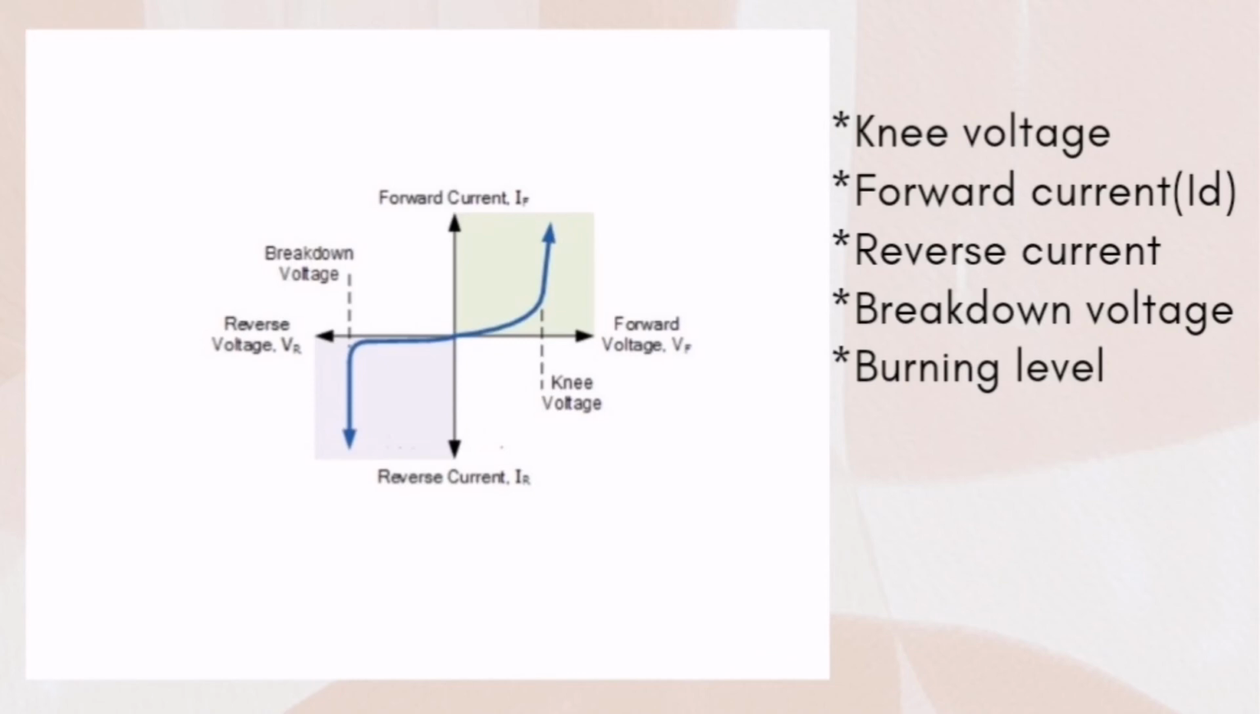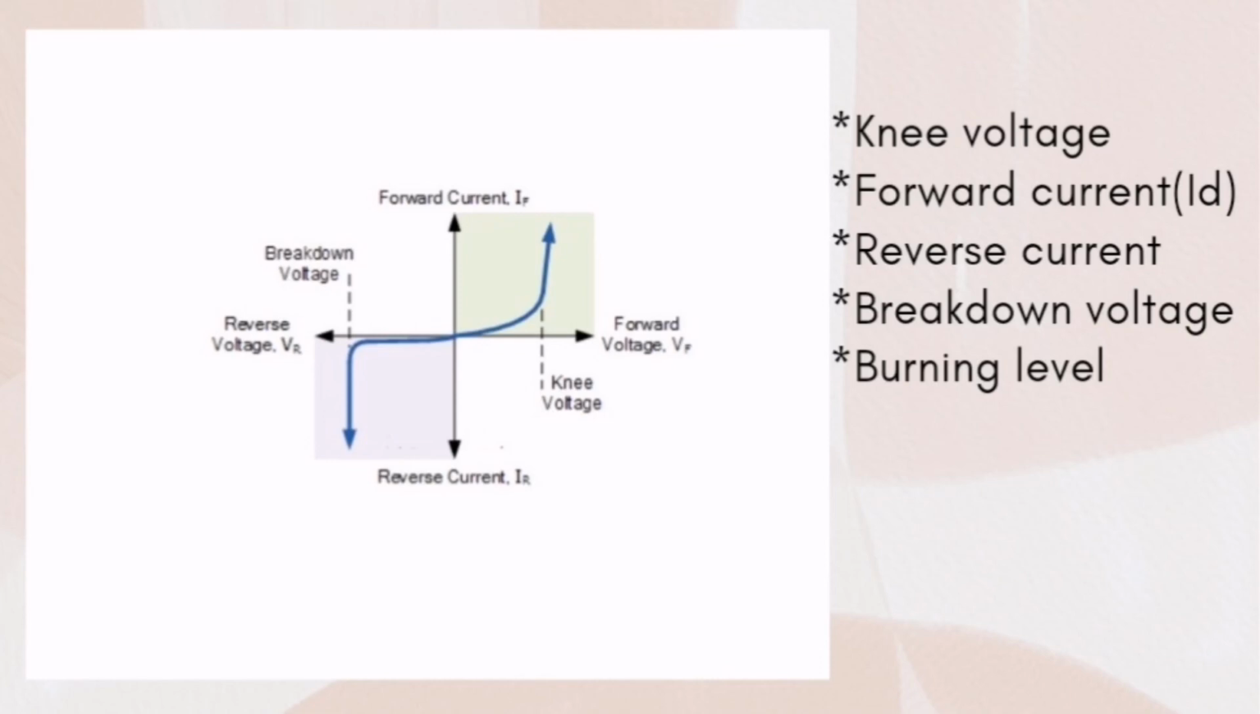Forward current is the amount of current that can be handled safely when the forward voltage is supplied. Forward current is measured in milliampere. Next, reverse current. Reverse current is a very small current or leakage current when the diode is reverse biased. Reverse current is measured in microampere.